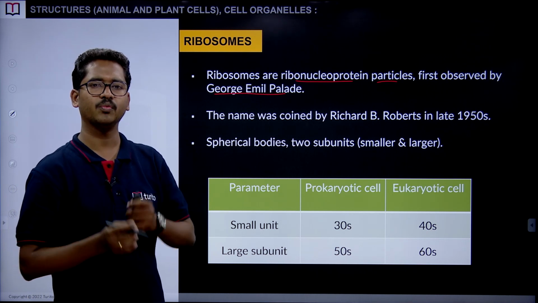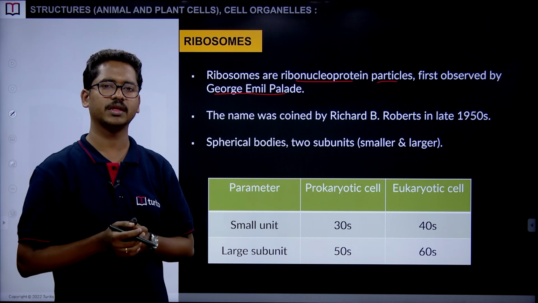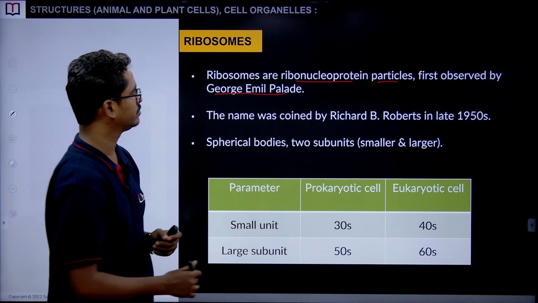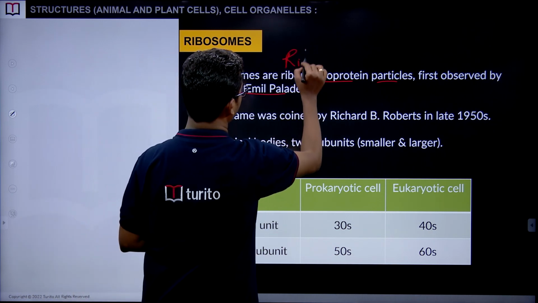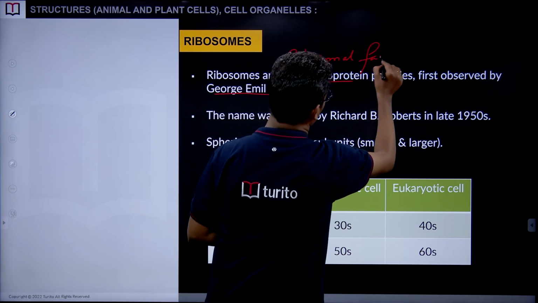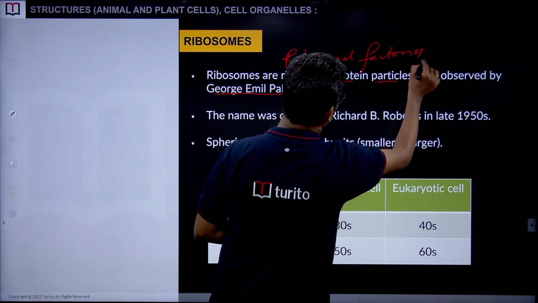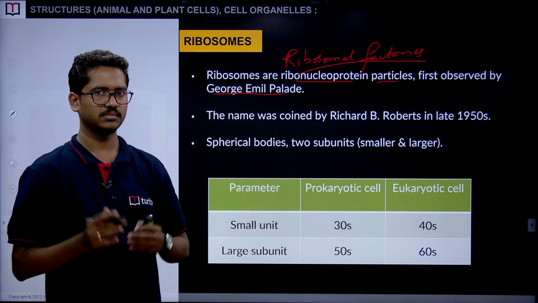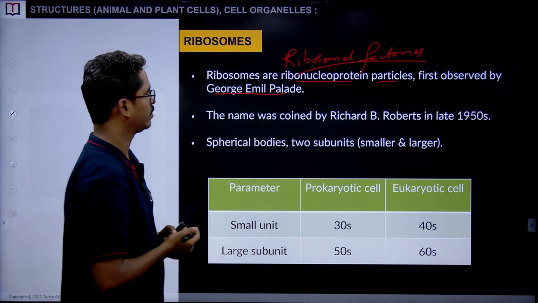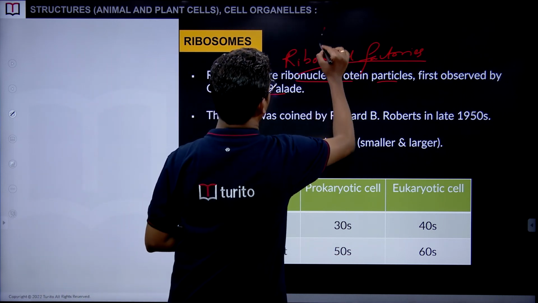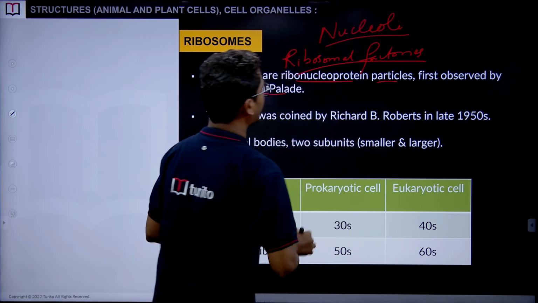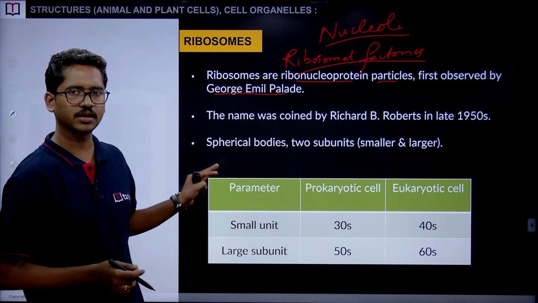But the doubt is, where do we get to see these ribosomes forming in the cell? Or in other words, which component of the cell is known as ribosomal factories? Any guesses? We have already dealt with it. Most of you have given the correct answer. That is nucleoli. We just learnt about it.